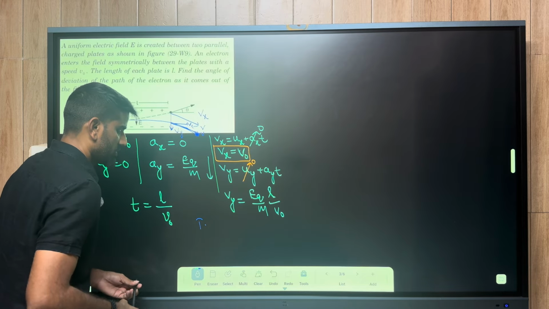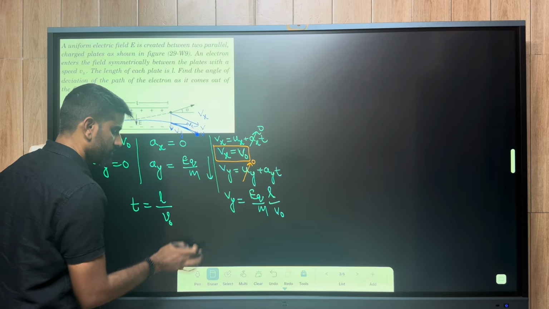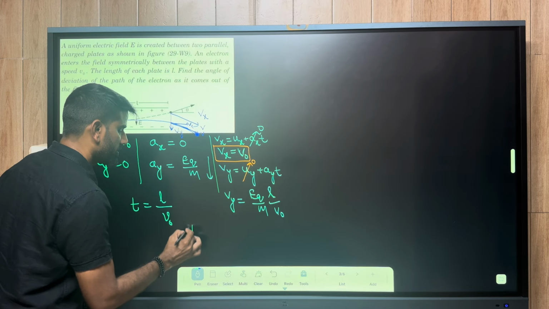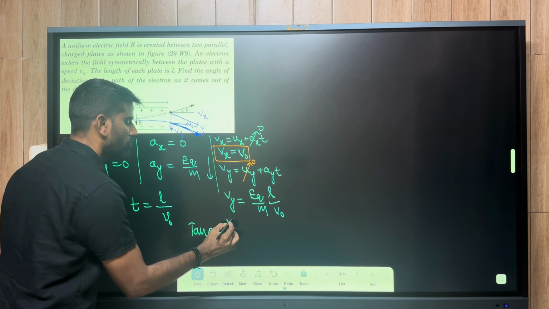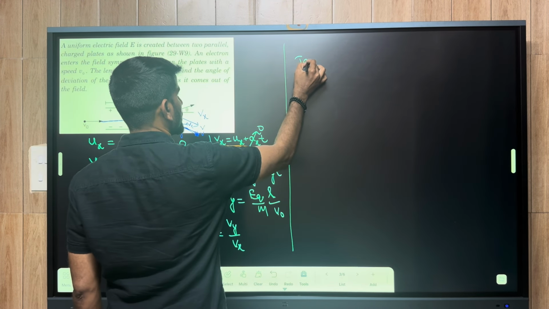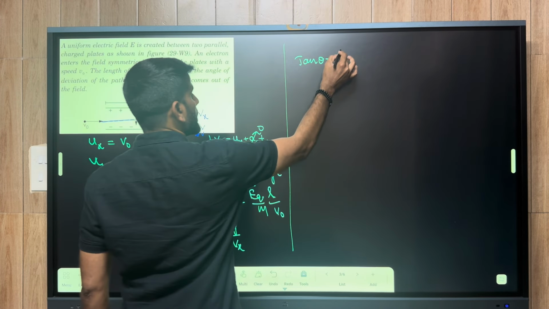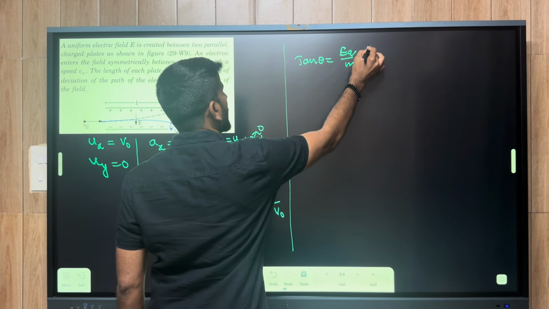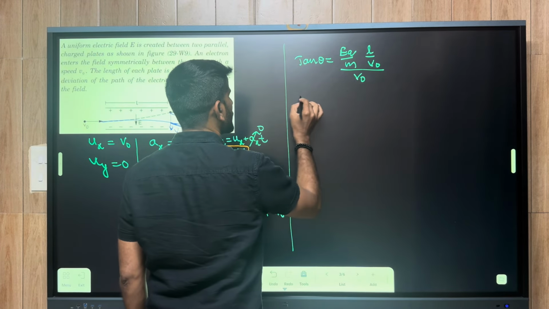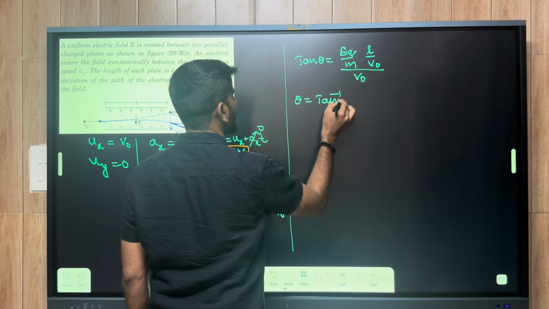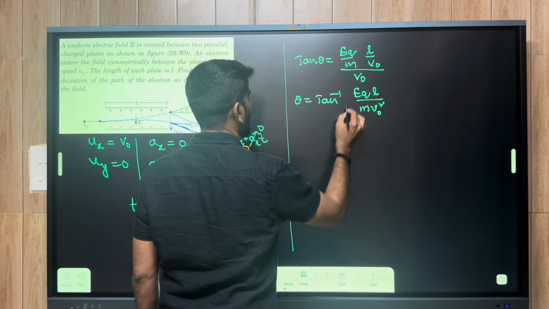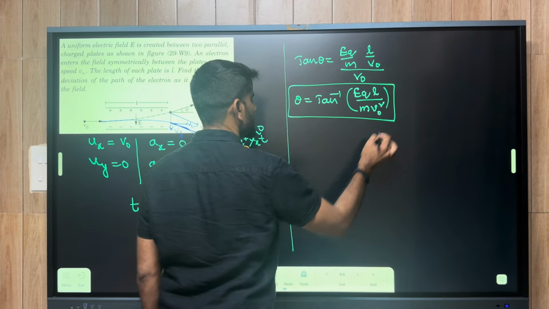How do we find the angle of deviation? Tan theta is equal to Vy by Vx. Let's substitute. Vy is Eq by m, L by V naught, and Vx is V naught again. So theta is equal to tan inverse of E q L by m v naught square. This is the deviation for the general case.